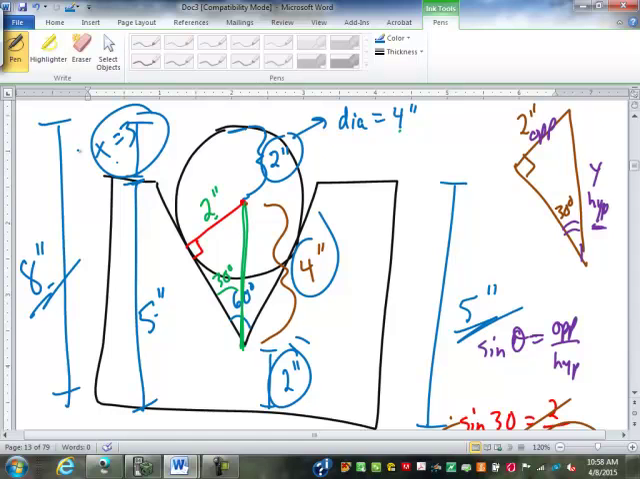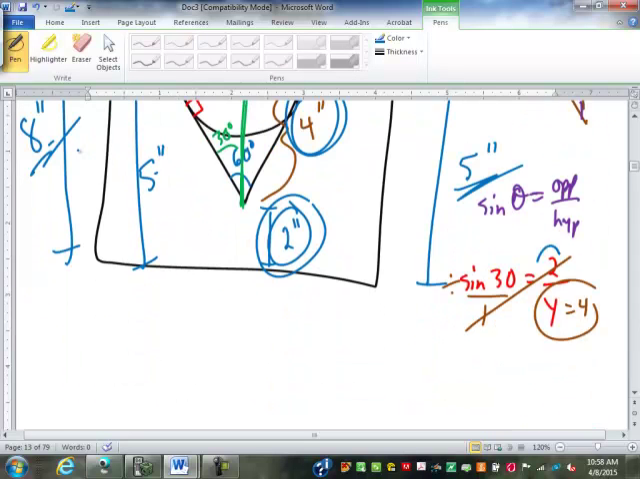How do you do the 8? Take the 2 plus the 4 plus another 2. So sine of 30 is 0.5, equals the opposite over hypotenuse. So the opposite side is 2. The hypotenuse is what we're looking for. So it's 1 times 2 is 2 divided by the sine of 30, which gave us 4. Because sine of 30 is 0.5, right?